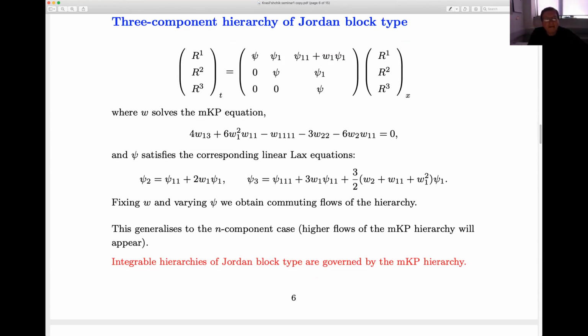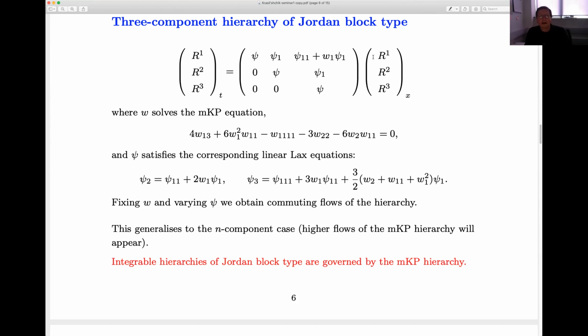They will always have psi on the diagonal. Then on the next diagonal, there will be psi1. Then on the next diagonal, there will be this element. And then on top, there will be an extra element, which is more complicated. I'm not showing it now, right? So this thing generalizes to the n-component case. This is what I want to say, right?